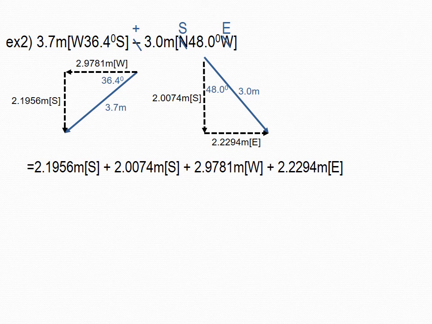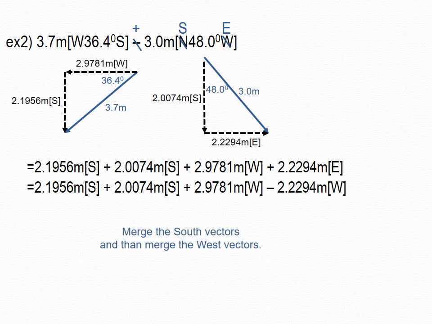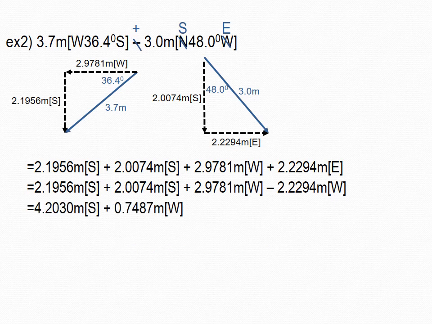Between west and east, west is a larger number, so I know west will win, so I'm going to change both vectors to west. So the 2.2294 meters east becomes negative 2.2294 meters west. I will now merge the south vectors, and I will merge the west vectors. Now I can draw my final triangle.